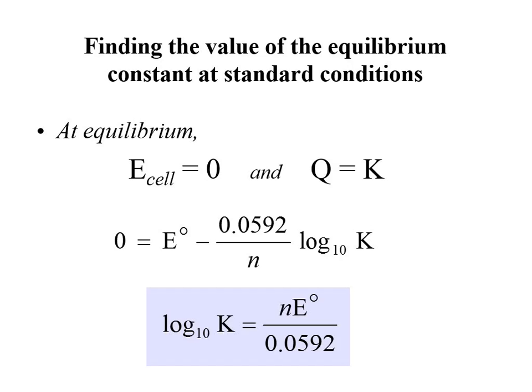But at equilibrium, at 25 degrees Celsius, standard temperature, the log of your equilibrium constant K is equal to n, the number of moles of electrons involved in your redox reaction, times the standard cell potential divided by 0.0592. We're going to do an example here, and we're going to basically get to the equilibrium constant K.